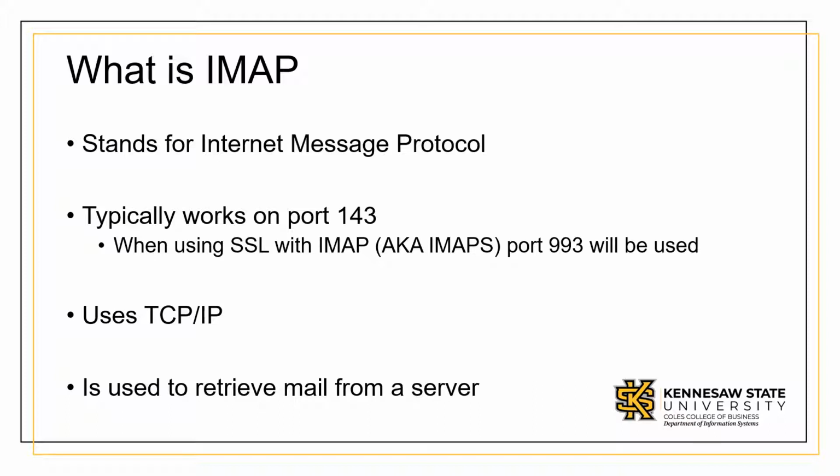So what is IMAP? IMAP stands for Internet Message Access Protocol. It typically operates on port 143. However, if you're using IMAPS, you will be using port 993 paired with Secure Sockets Layer. IMAP typically uses TCP/IP, and it is used to retrieve mail from a server.